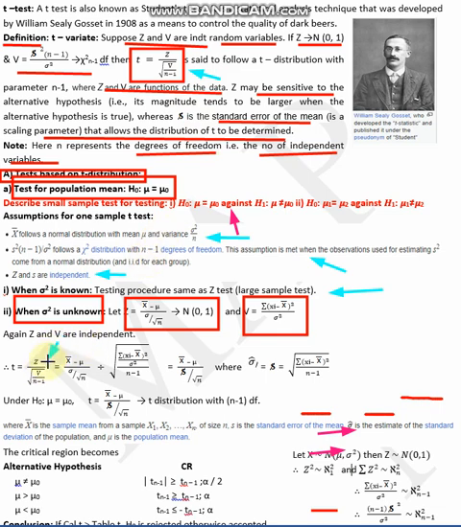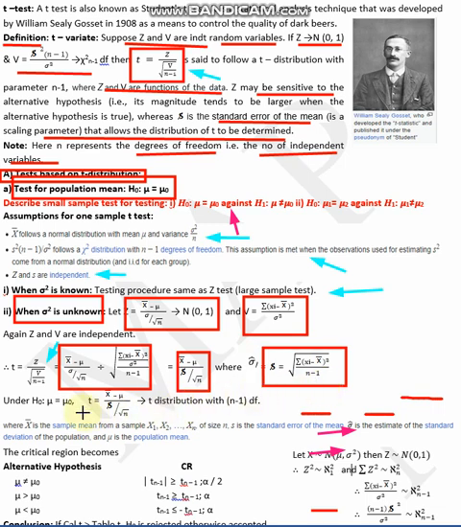So take this t, and if you put the value of z and v in this equation, we will get x bar minus mu divided by s upon root n, where this s is my estimated value of the population standard deviation. So s is equal to square root of summation xi minus x bar square divided by n minus 1.